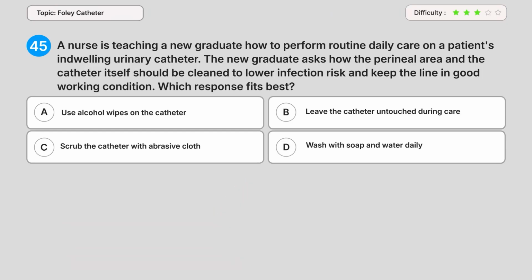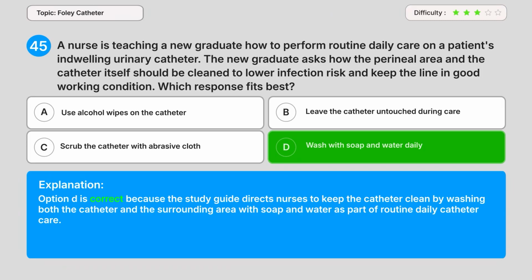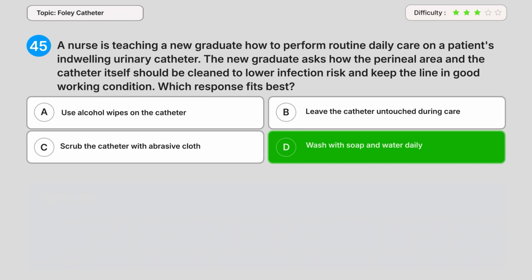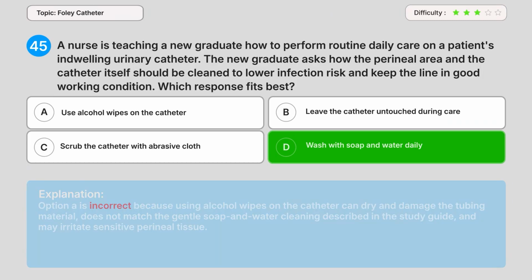Correct answer. D. Wash with soap and water daily. Option D is correct, because the study guide directs nurses to keep the catheter clean by washing both the catheter and the surrounding area with soap and water as part of routine daily catheter care. Option A is incorrect because using alcohol wipes on the catheter can dry and damage the tubing material, does not match the gentle soap and water cleaning described in the study guide, and may irritate sensitive perineal tissue.